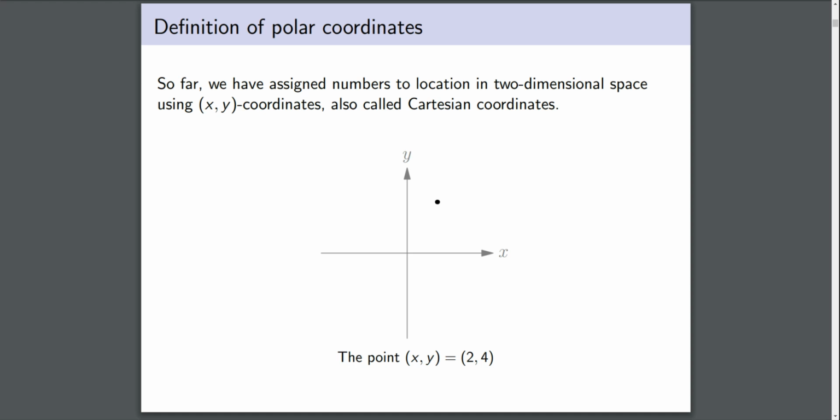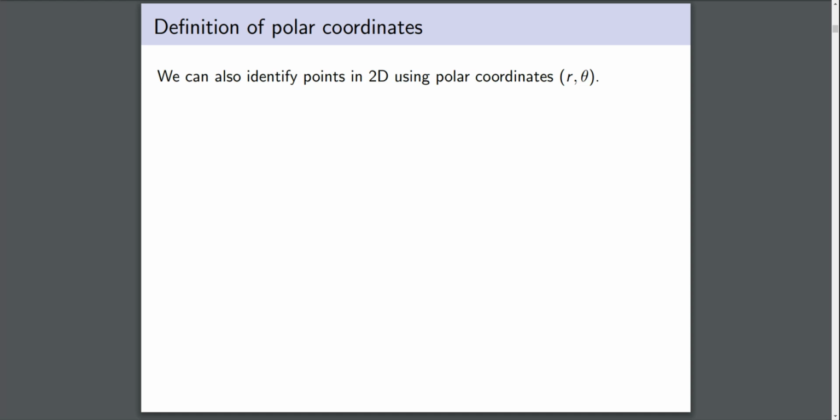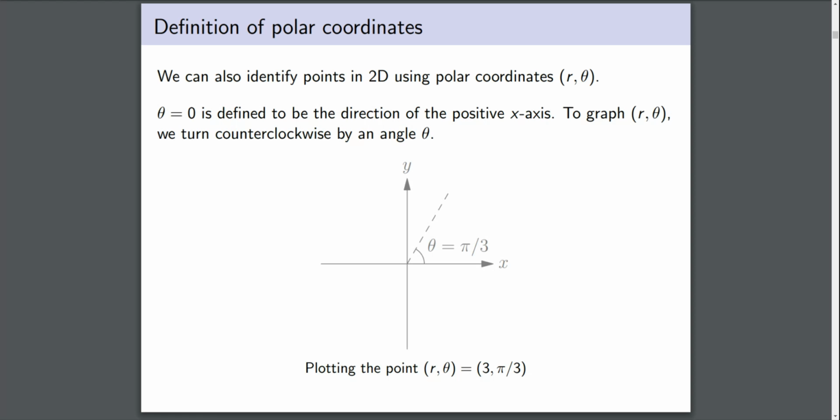Now we're going to look at another way to assign numbers to points in space. This way is called polar coordinates. Again, we have two coordinates. Here they're called r and theta. And when we graph a point in polar coordinates, we start by looking at the angle. That's the coordinate theta. So theta equals 0 is the direction of the positive x-axis. And then whatever value we're graphing, we turn counterclockwise by an angle theta.